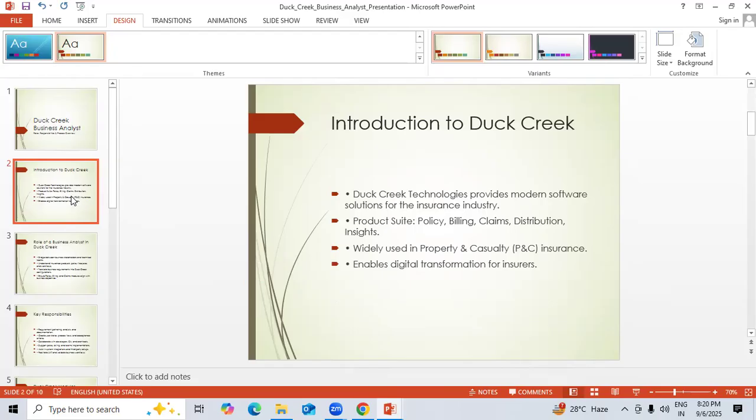Duck Creek is an application that majorly provides software solutions for the insurance sector, which has a product suite called policy, billing, claims, distribution, all that. This has an advantage where, like Guidewire, it can be enabled for digital transformation, especially for insurance companies. Because insurance companies were still using old legacy applications for a very long time. As part of their transformation, they can move into digital transformation. That's where Duck Creek is generally used.